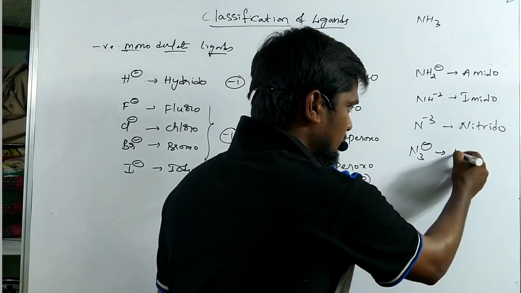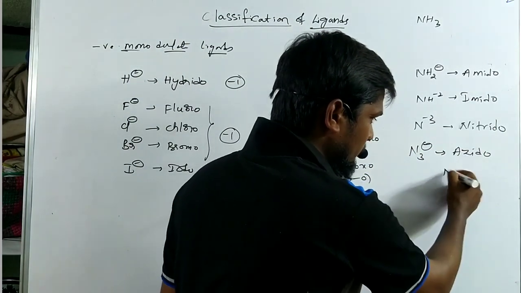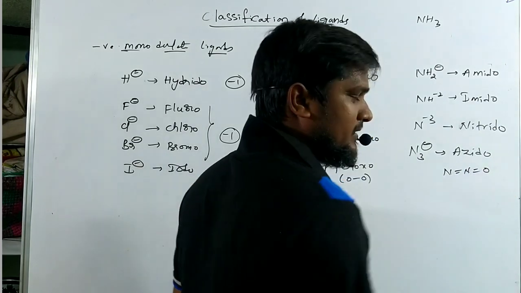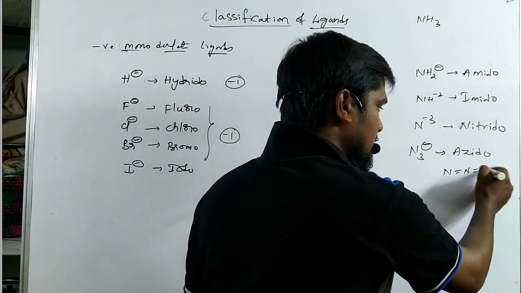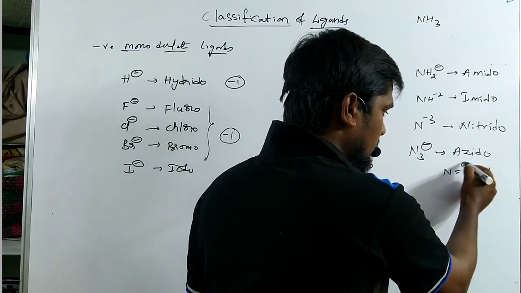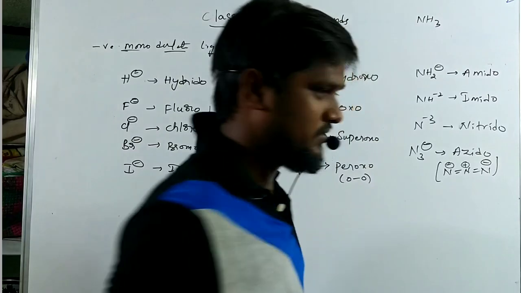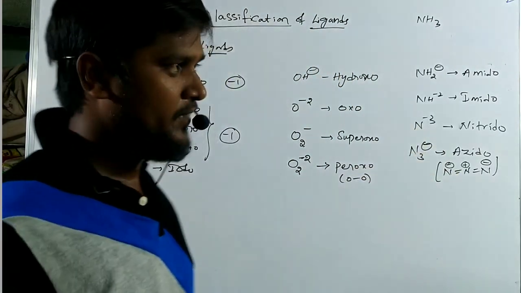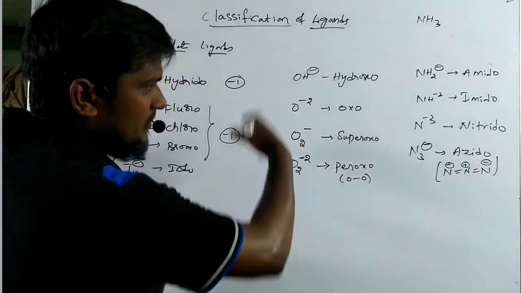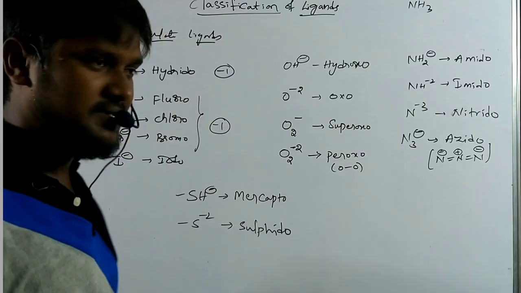N3-, which is called azido. A nitrogen-nitrogen linkage is present, so it is said to be an azido group. Here the positive and negative charges cancel each other, and one minus remains. That's why all these examples have only a minus one charge.